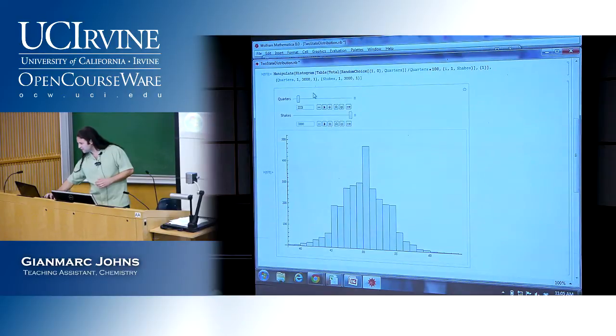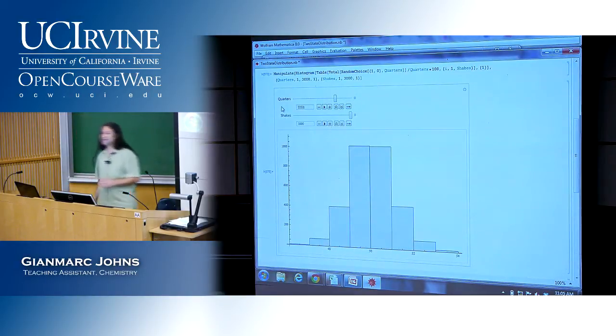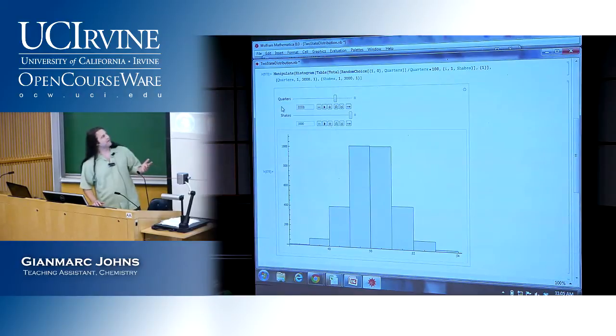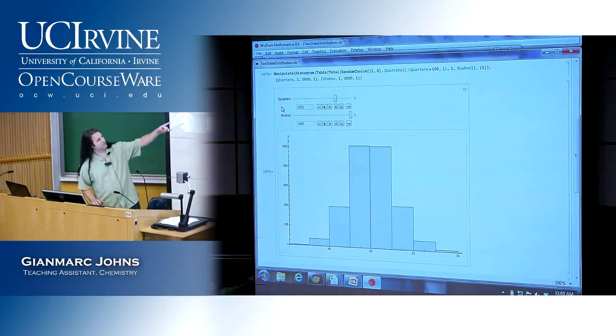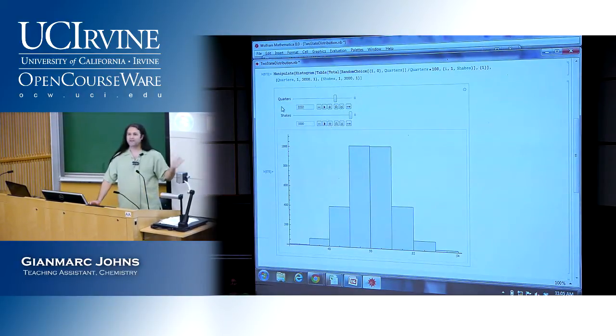So now let's try 2,000. Let's see what that does. I'll do it with all 2s, so on the order of 2,000. OK, so now our histogram is starting to get really simple. Now, we're not even sampling below 48 or 52. Like, we're never getting that.